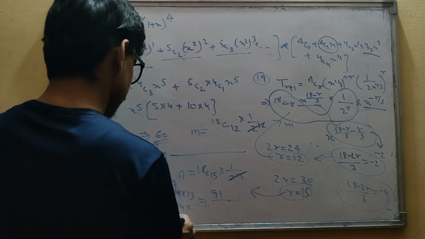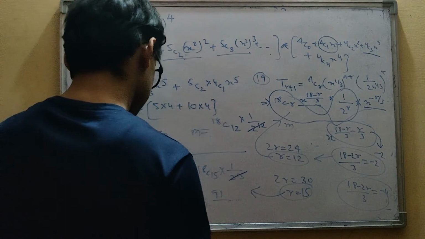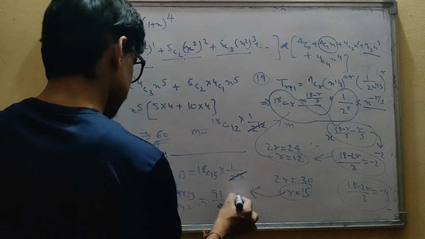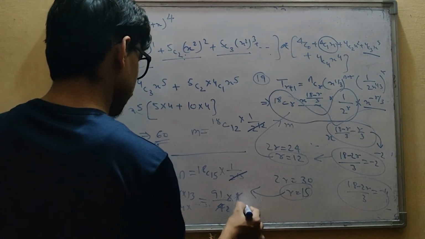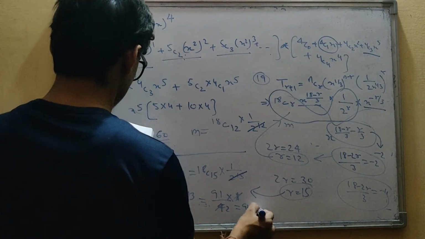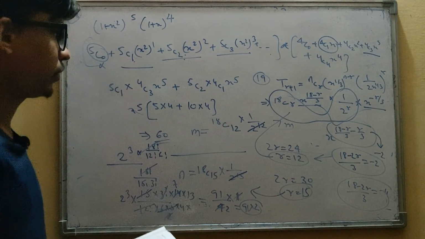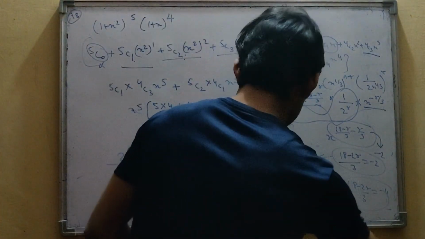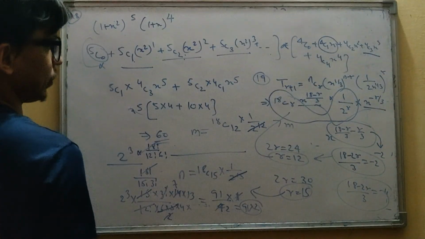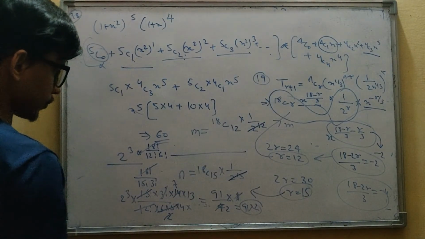91. And this is going to be, I guess, 4 only. And here it is 8. So it will cancel out with this as well. So 91 into 2. Wow, 182, right? So this is going to be option number B. So this is how you can do this. This was question number 19.